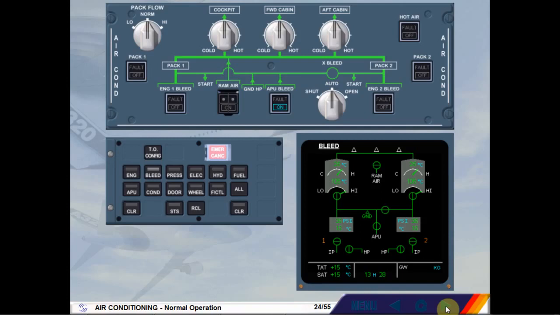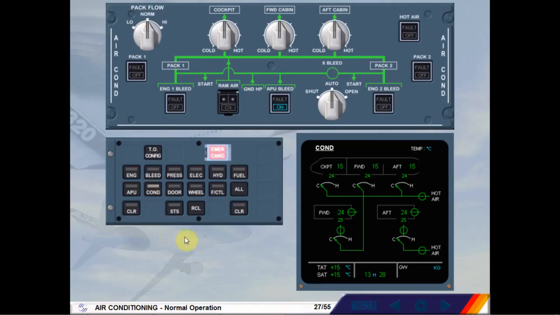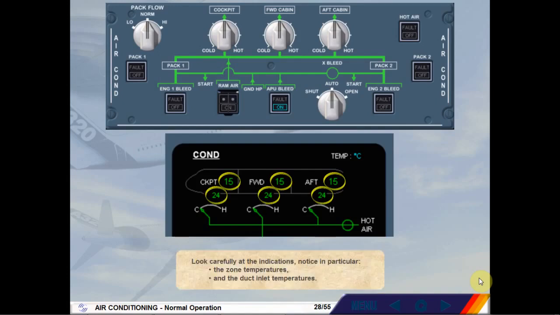Let's look at temperature regulation of the air conditioning system. This is better seen on the ECAM COND page. Call the ECAM COND page. Let us concentrate on the upper part of the ECAM COND page. Look carefully at the indications. Notice in particular the zone temperatures and the duct inlet temperatures.